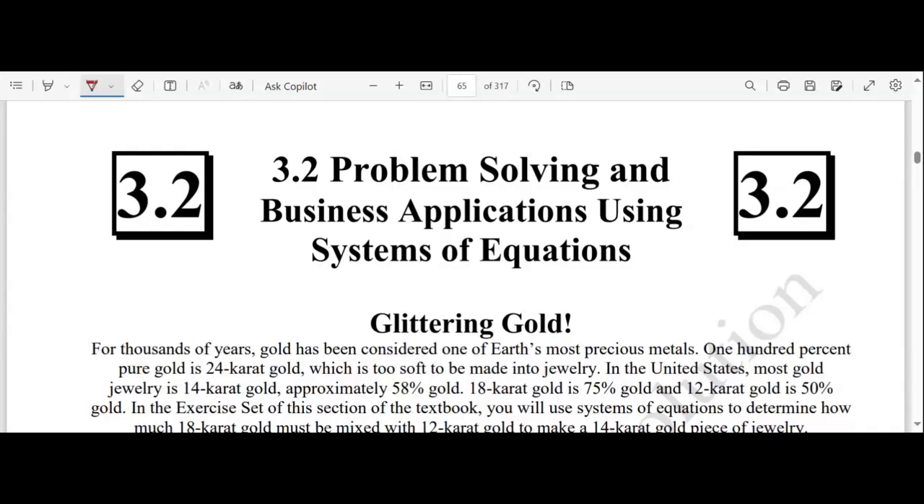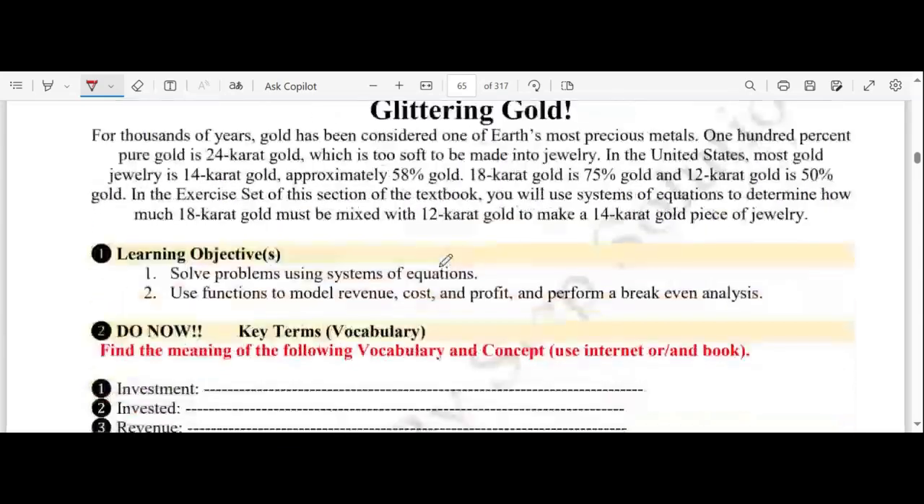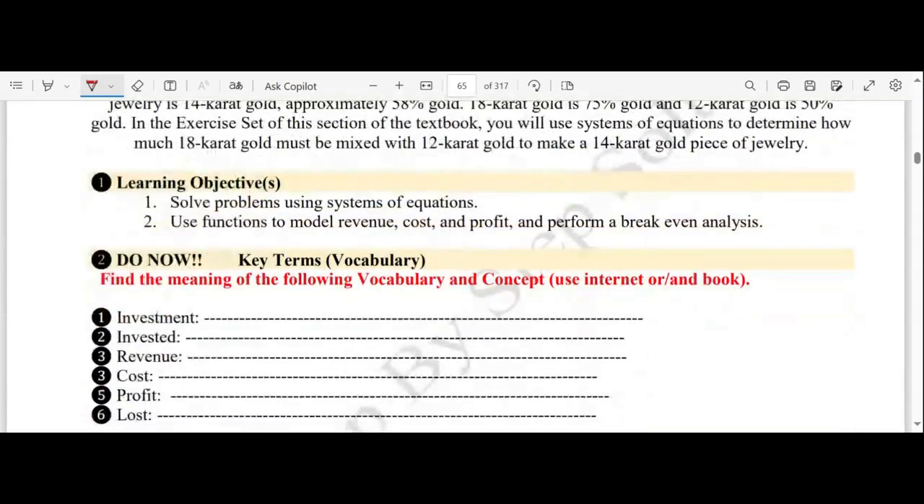All right, so 3.2 is problem solving and business application using system of equations. Learning objective: one, solve problems using systems of equations. Two, use function models to model revenue and cost, and perform a break-even analysis.